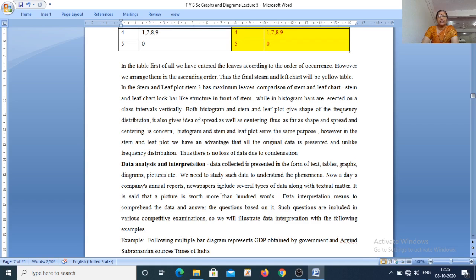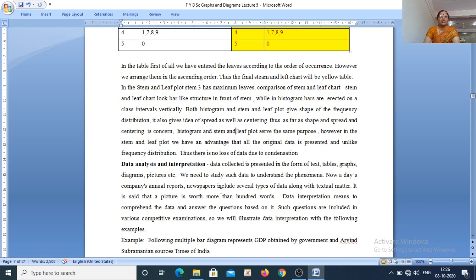Now, the next point we are going to discuss is data analysis and interpretation. So, when we are collecting data, that data can be shown in the form of text, tables, classified data, graphs, diagrams, pictures, etc. So, we need to study such types of data to understand the phenomena. That is the problem which we have taken for interpretation.